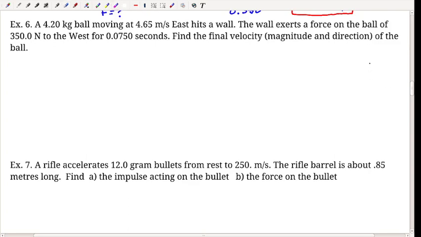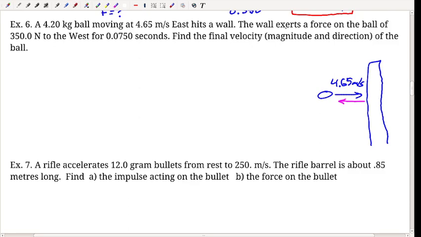So what's going on here is I've got this wall, and I throw a ball at it towards the east. So my ball is moving at 4.65 meters per second, hits the wall, rebounds off the wall, comes back off, going to the west. It's probably going to go a little bit slower, so maybe I'll make that vector a little bit smaller, but I don't actually have any numbers yet to put to it. But it bounces off the wall and goes back in the other direction.